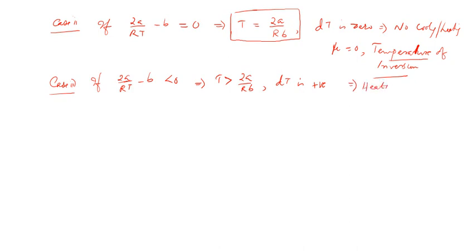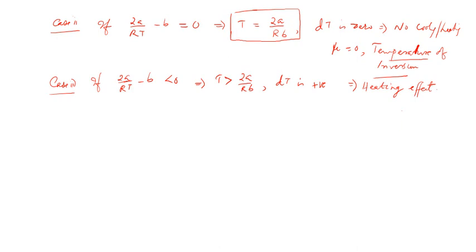This is something really interesting. A real gas or a van der Waals gas can undergo either heating or cooling, or there won't be any change in temperature at all once it is made to undergo the throttling effect. So it all depends on the initial temperature at which the gas is made to undergo throttling.